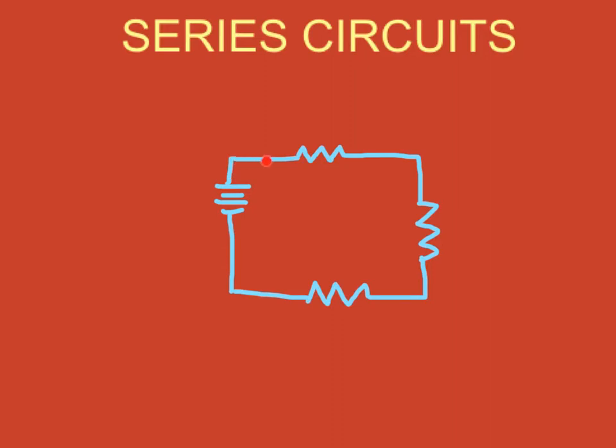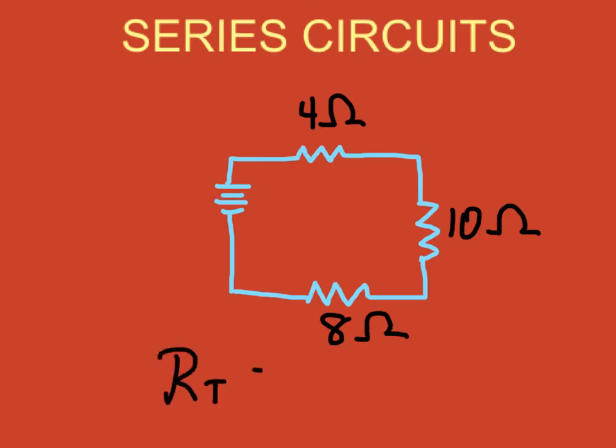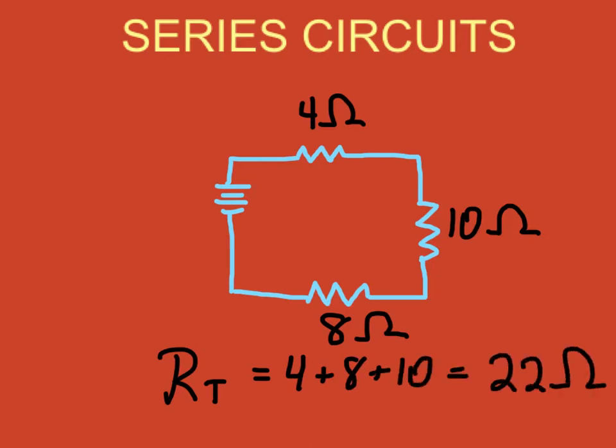Resistors in a series circuit add together for the total resistance. So in this example, if we have a 4 ohm resistor, maybe a 10 ohm resistor, and an 8 ohm resistor, total resistance would be the sum of these, 4 plus 8 plus 10, or 22 ohms.